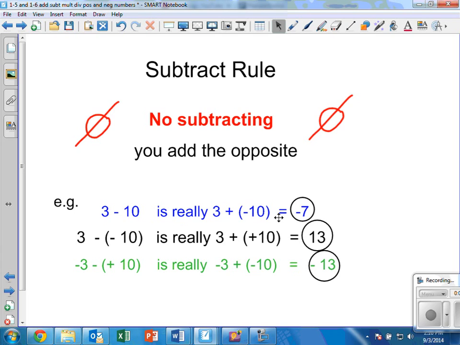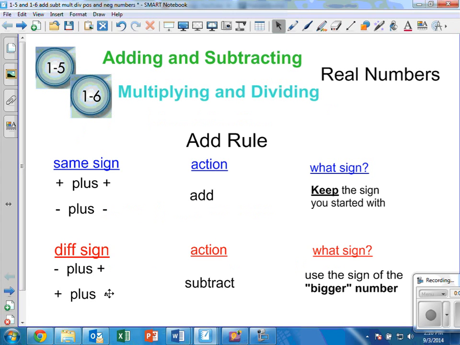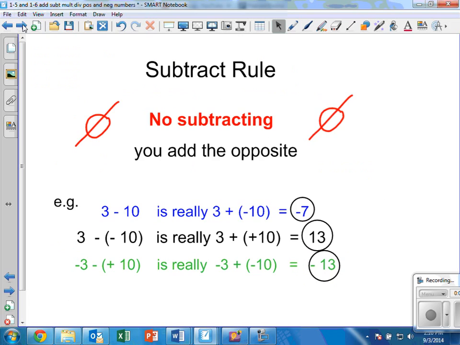the opposite of 10. So 3 plus a negative 10 falls right back on the add rule, which says I've got different signs, so I subtract or take the difference between the two numbers, and I get 7, and I keep the sign of what looks like the bigger number.